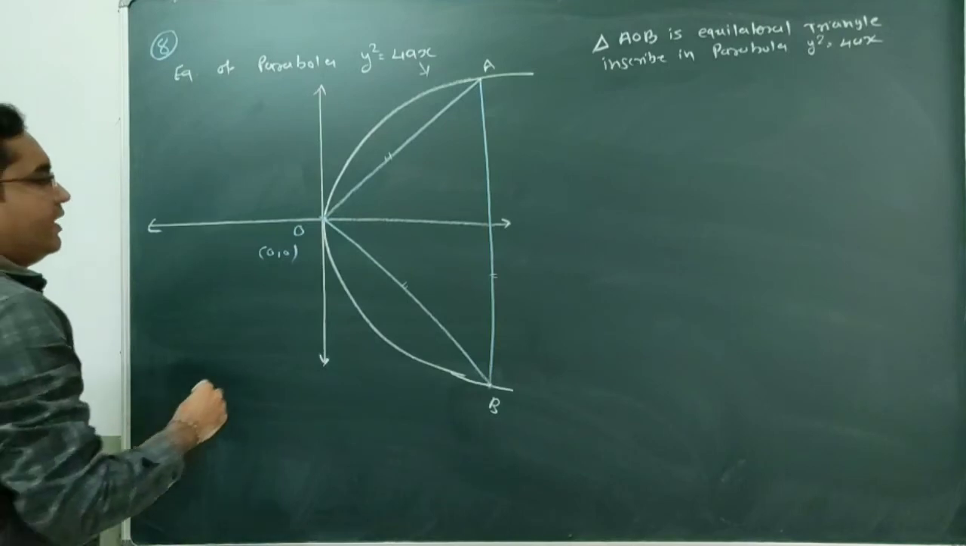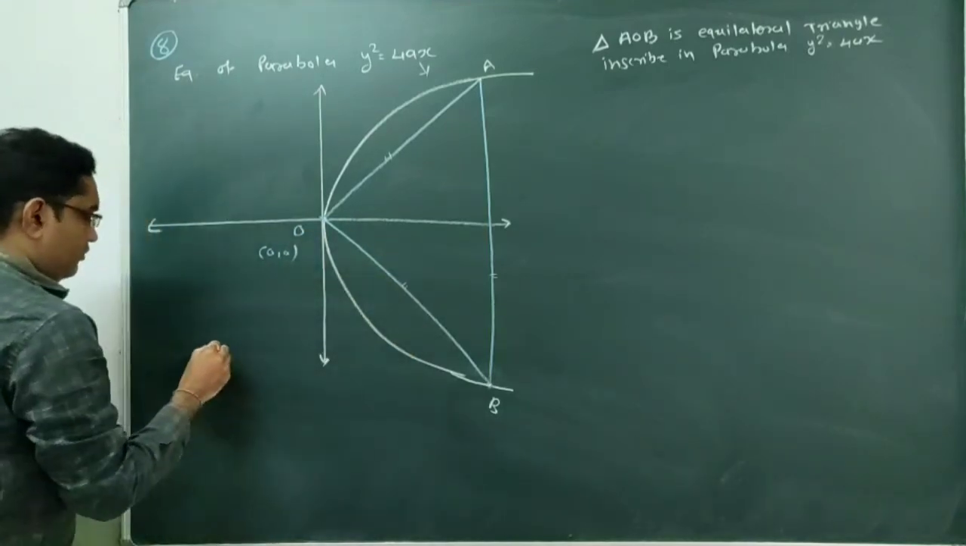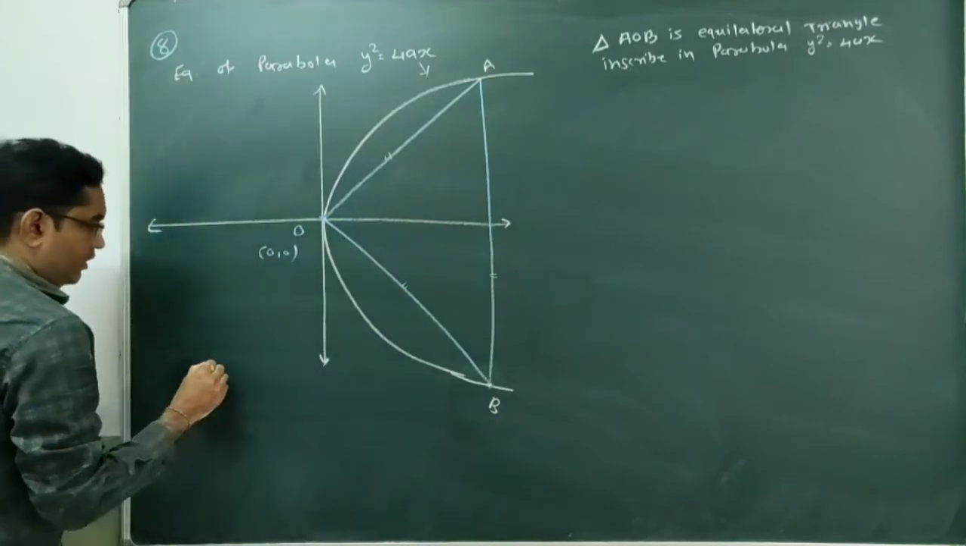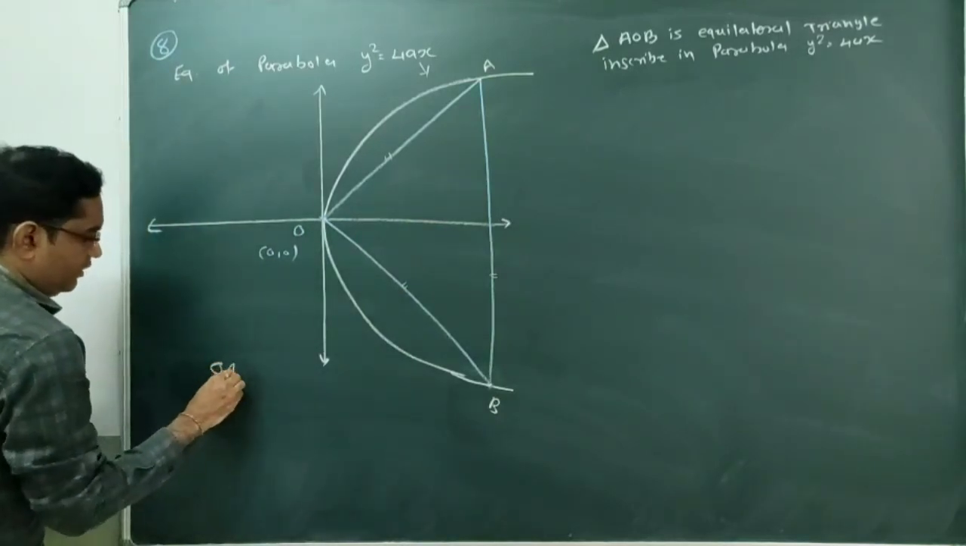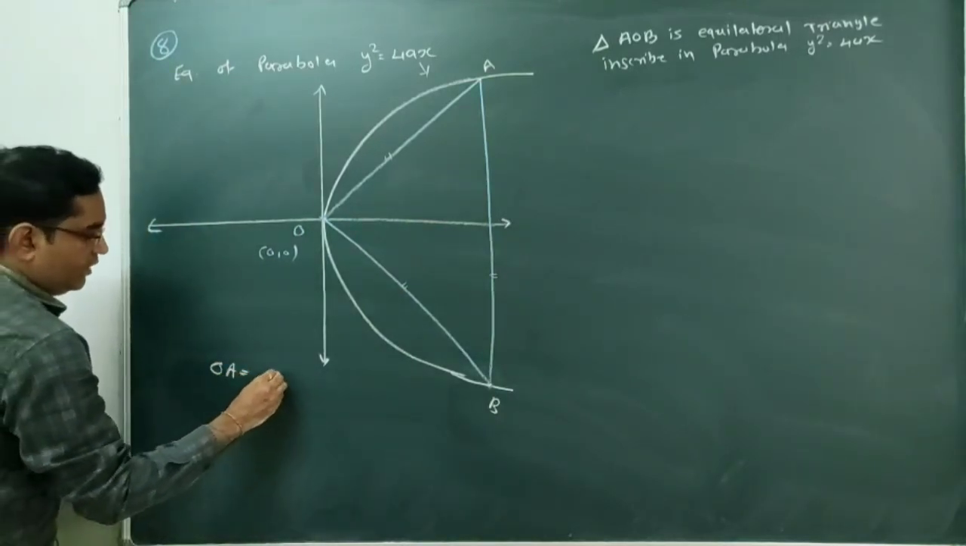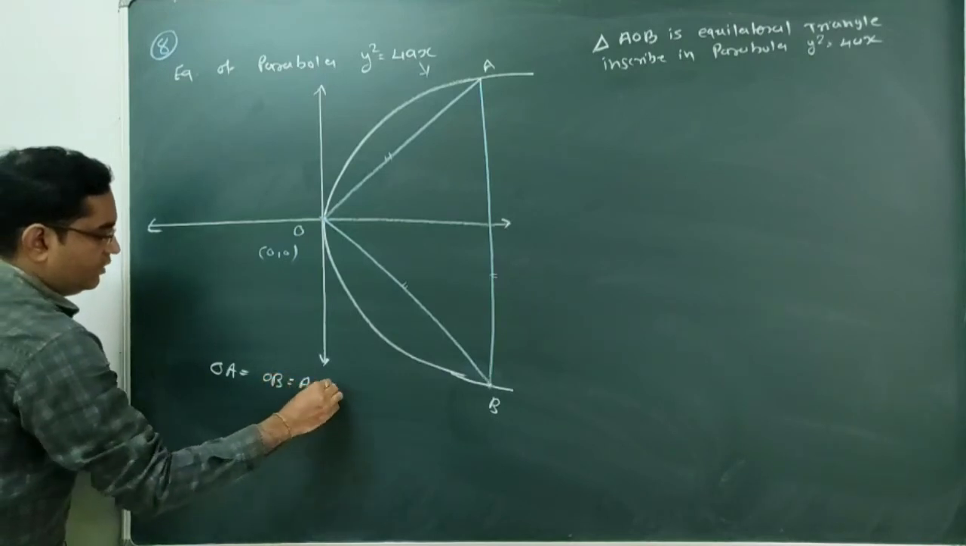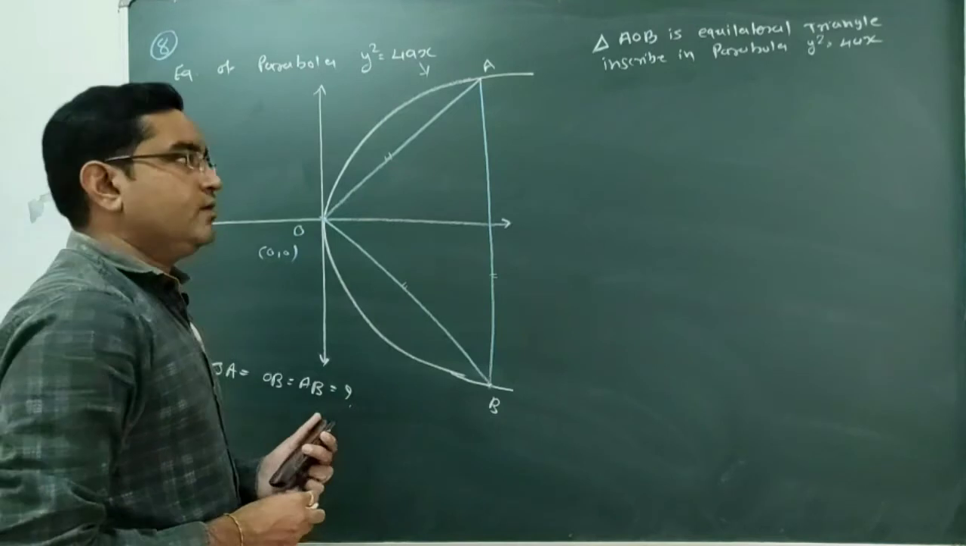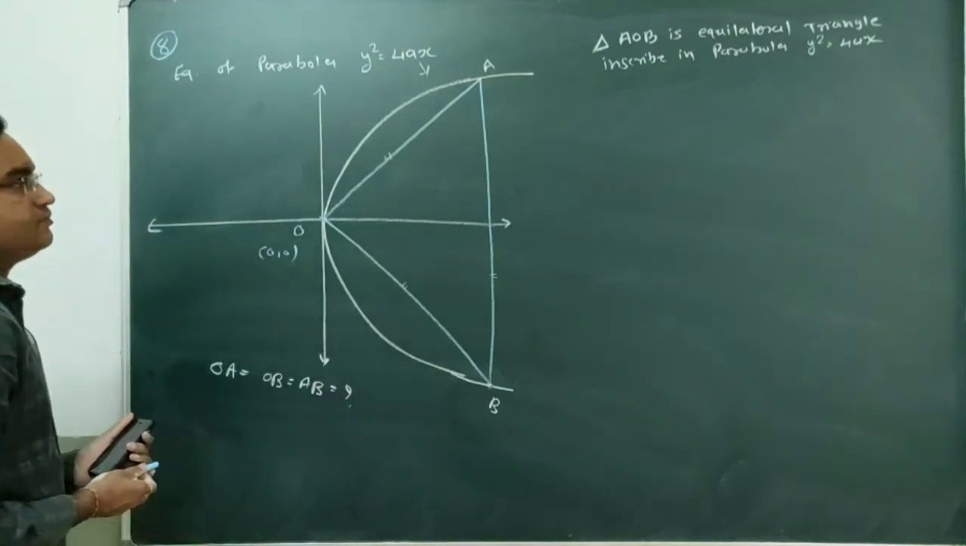Question is, find the length of each side. So what is the length of OA, OB and AB? Measure of each of the three sides will be equal, OA equal to OB equal to AB, all three sides are equal, और वो कितनी होगी वो आपको फाइंड करना है. So I think the question is clear.